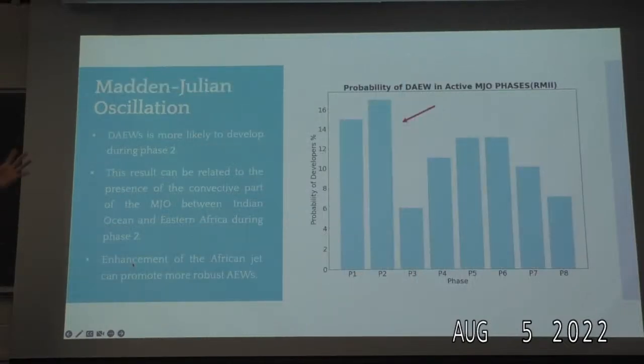Now with the intraseasonal events, because the Madden-Julian oscillation is intraseasonal, it can change from weeks or days. You can have one developer with one phase and so forth. Developers are more likely to develop during phase 2, as seen here at about 16.5% probability. This result can be related to phase 2 of the MJO being located near Eastern Africa, so it may be enhancing the African easterly jet, promoting more robust African easterly waves.